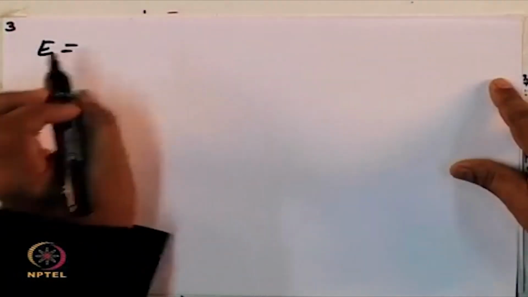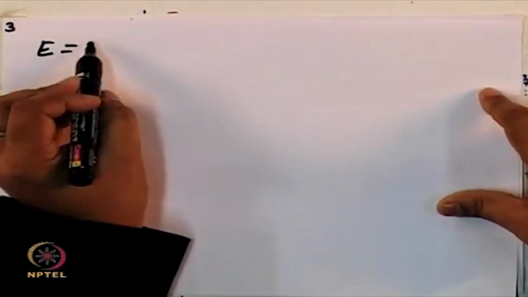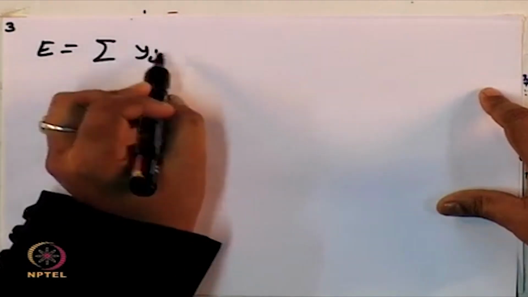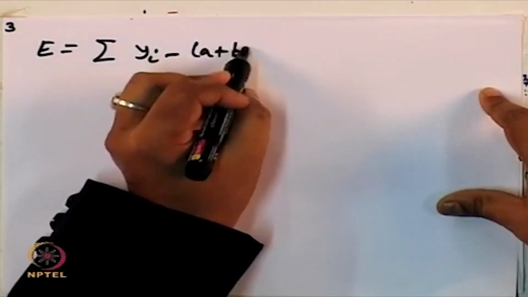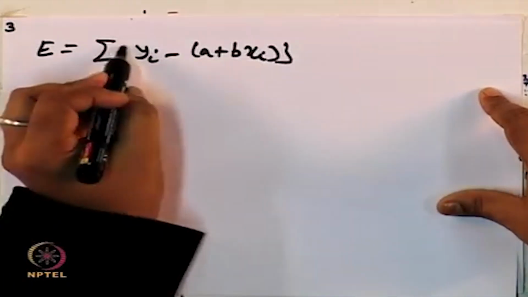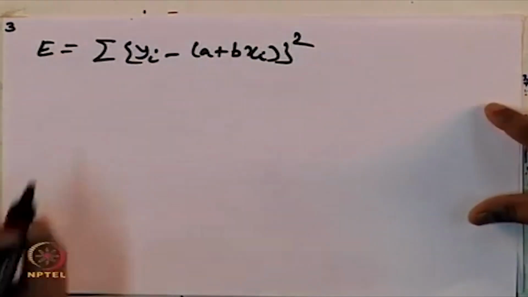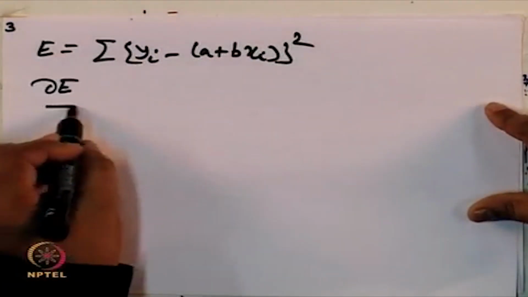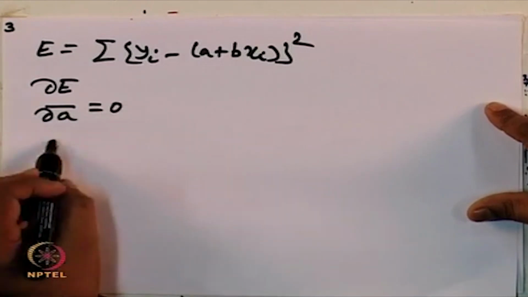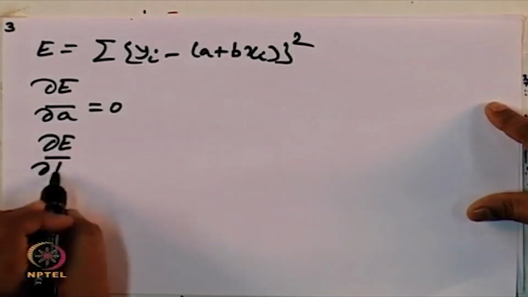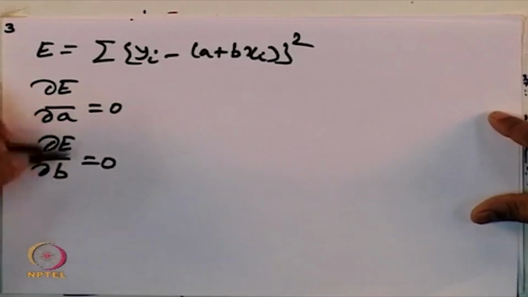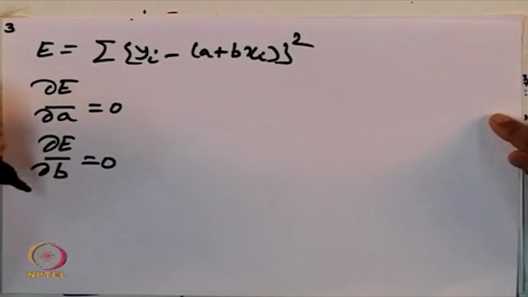So, in our case, the equation is E is equal to the summation of (yi minus (a plus bxi)) whole square, right. So, I will set del E del a is equal to 0 and del E del b is equal to 0, because these are the unknown variables. This is what we want to find out.